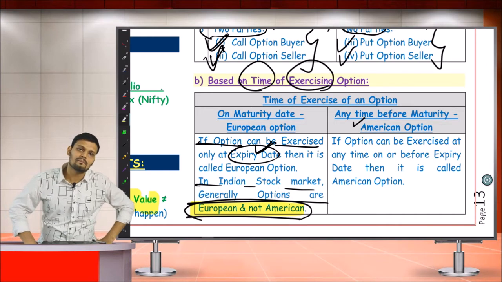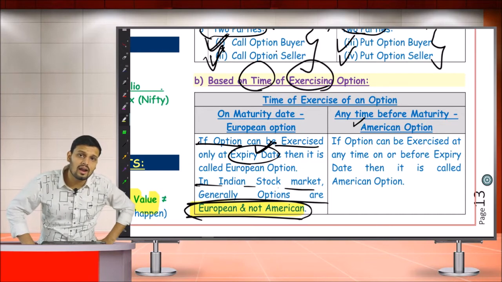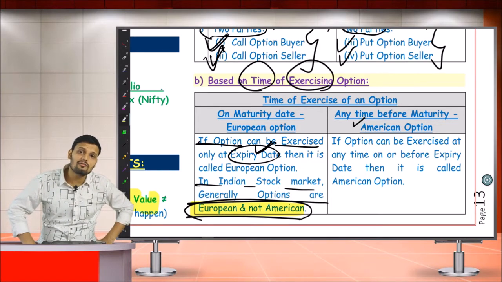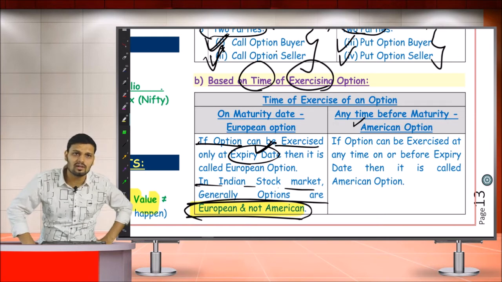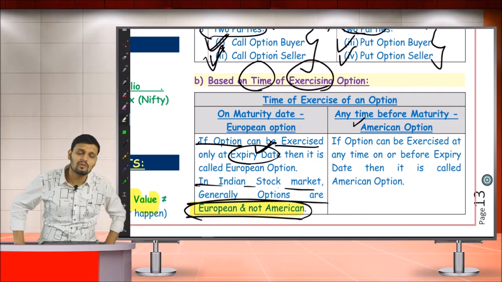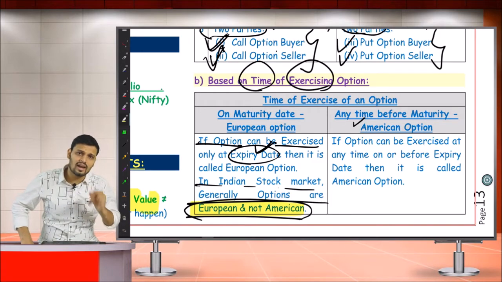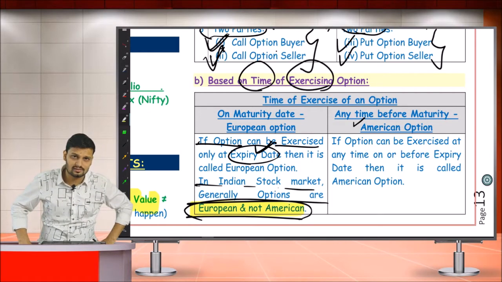So in India, if you want to exercise or lapse the options contract, you will have to wait till 31st of March, till 30th of June, till 27th of August, till 29th of September, till 31st of October, whatever is the expiry date. You have to wait till then to either exercise or lapse options contract. You cannot exercise or lapse before the expiry date under European contracts. And in India, all the options contract are European.